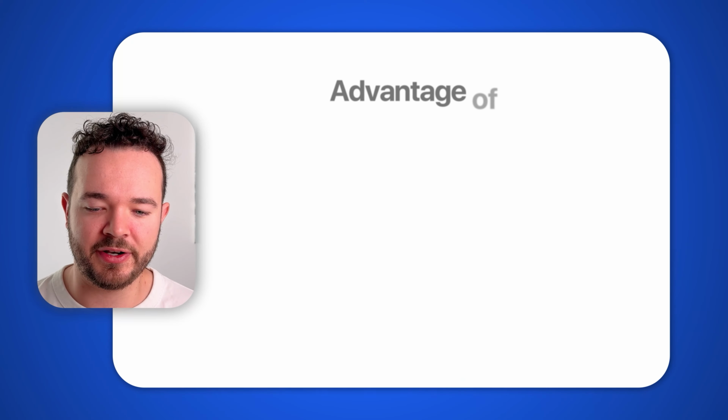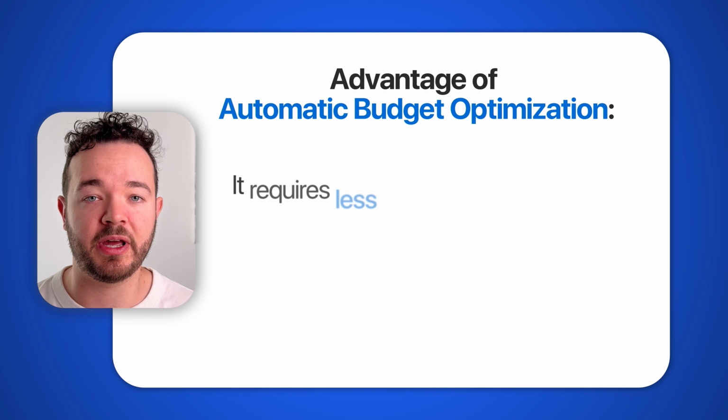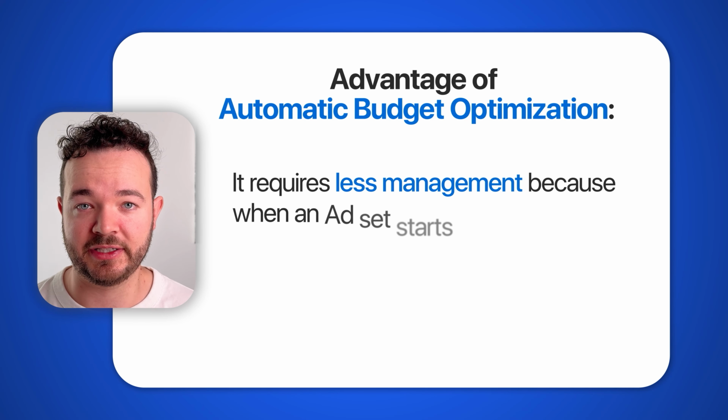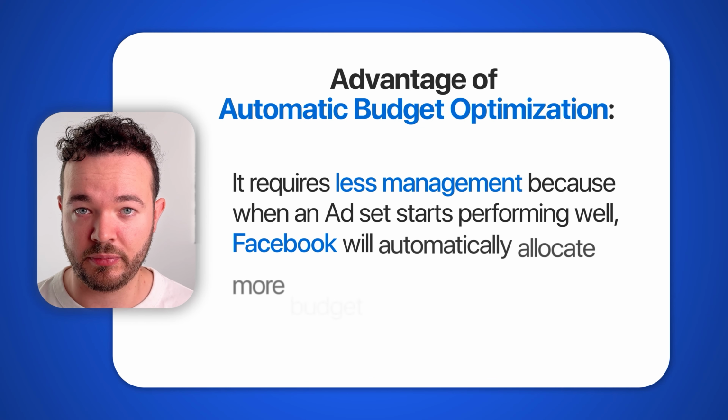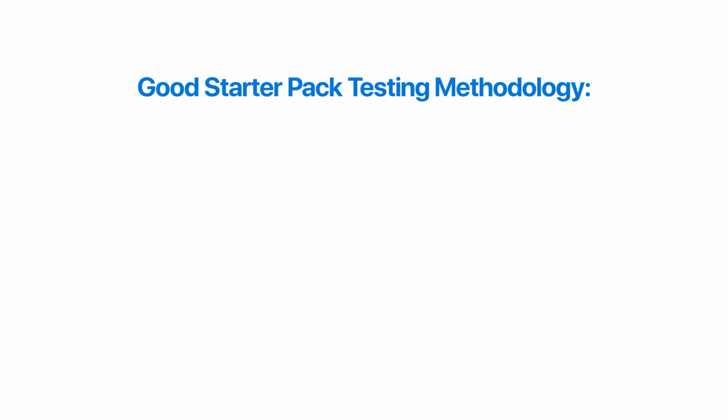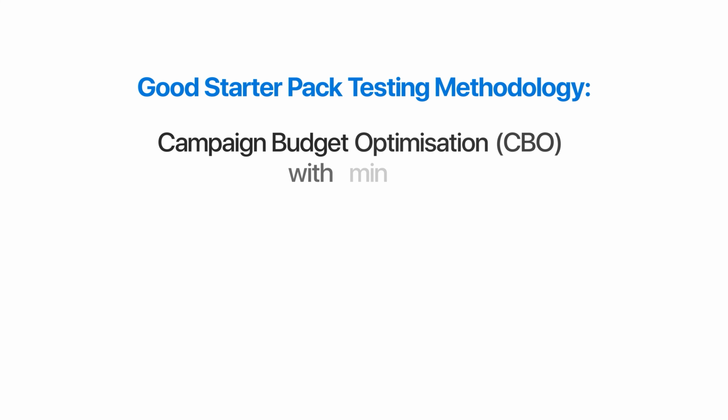So each testing ad set will get a certain amount of spend that Facebook will force through it. But you get the advantage where it's not as much management required, because when an ad set starts to do well, Facebook will push more budget to that. This is actually really good, like a starter pack testing methodology. So which is CBO with min spend.